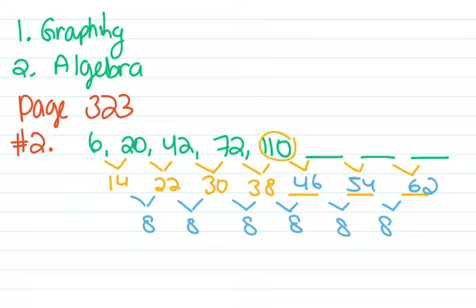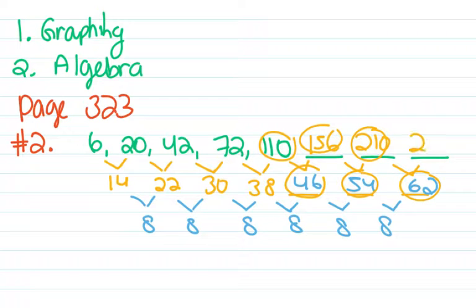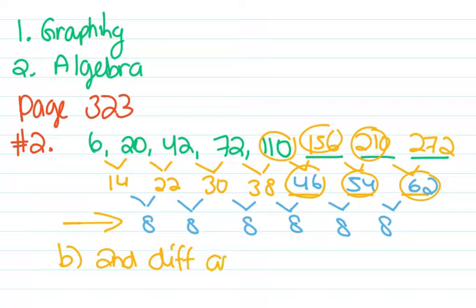110 plus 46 is 156. 156 plus 54 is 210. 210 plus 62 is 272. And I know this is a quadratic because the second differences are constant. And that's part B. Second differences are constant.